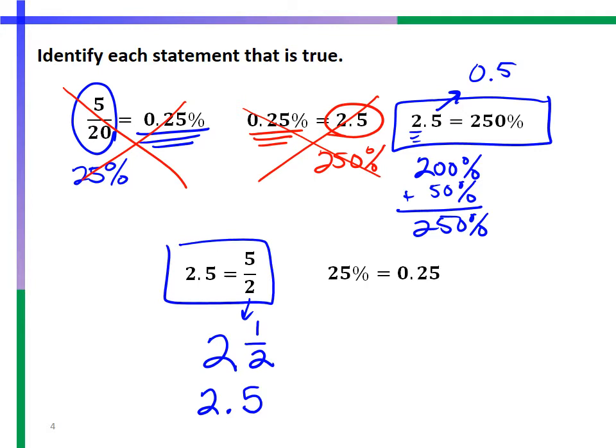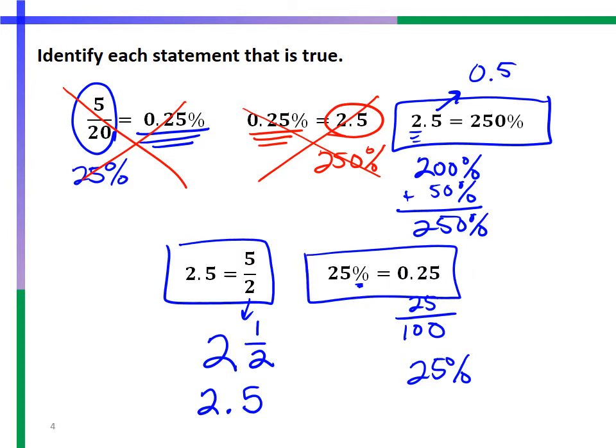And then lastly here, 25 hundredths. If I write that as a fraction, 25 out of 100, the word percent means out of 100. So I can write 25 hundredths as 25%. So I have a third one as a keeper.